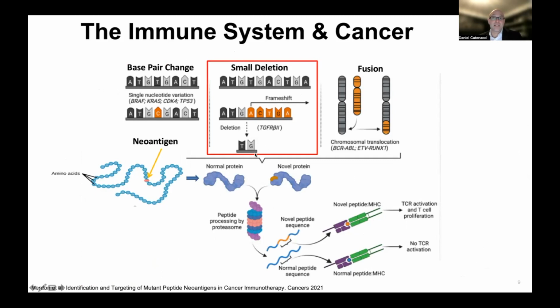However, when we look at these frame shift mutations, what we really see is that you can have numerous different amino acids along the peptide chain because of that frame shift, and then an early termination, so the rest of the protein is just truncated and removed.